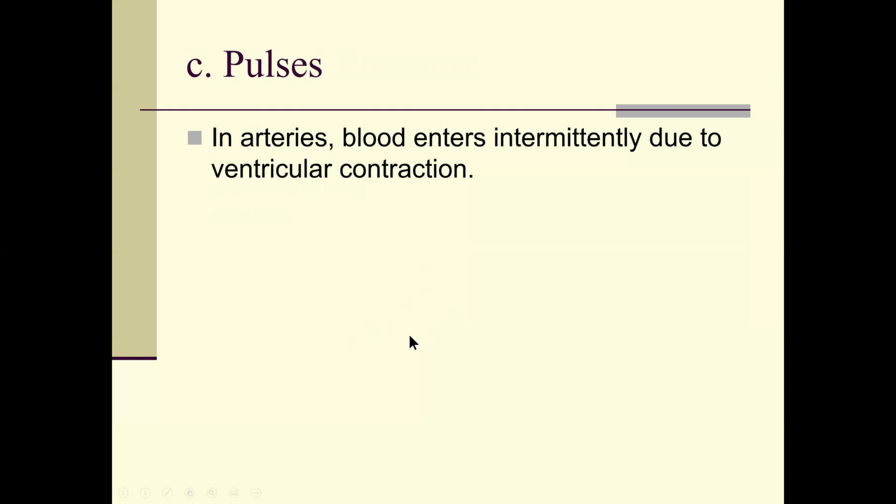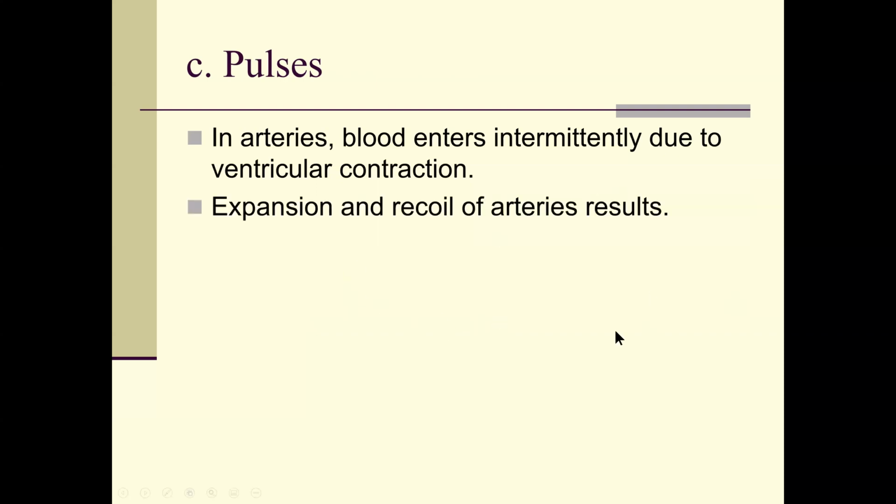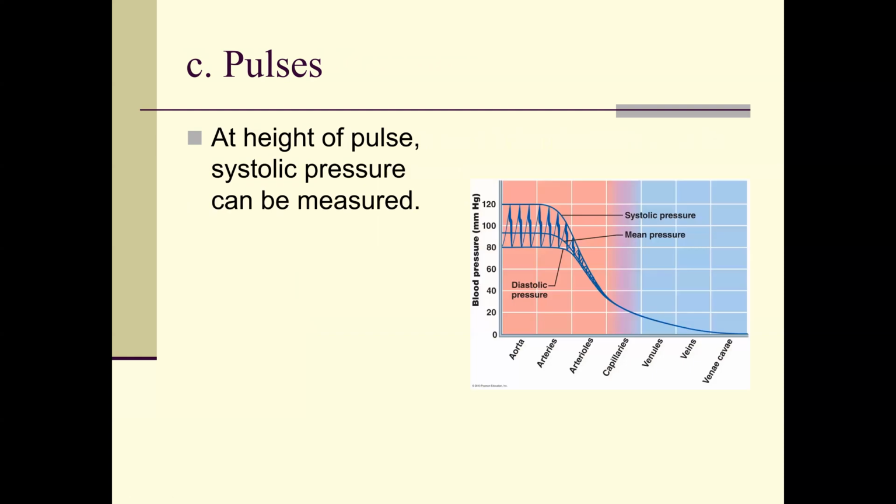And remember, when the aortic semilunar valve shuts, your orifices for your coronary arteries are right above the aortic semilunar valves. So when the valves are open, they're not being perfused. They only perfuse during diastole. Expansion and recoil of arteries, because now you have a pulse. And so that expansion and recoil of arteries occurs.